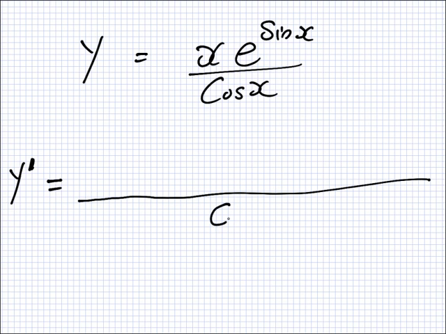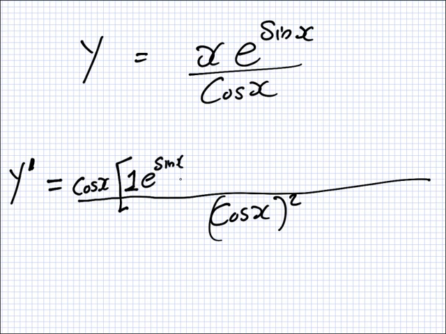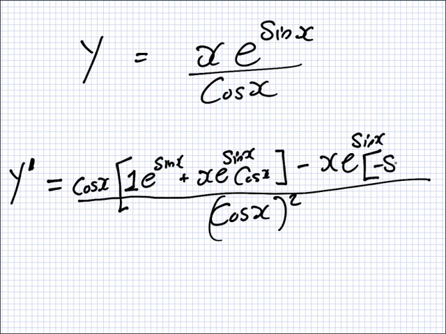Right, so it's the bottom squared. The bottom times derivative of the top, which will be 1 times e to the sine x, plus x e to the sine x cos x, minus the top, x e to the sine x, times the derivative of the bottom, minus sine x. And we'll just leave it.